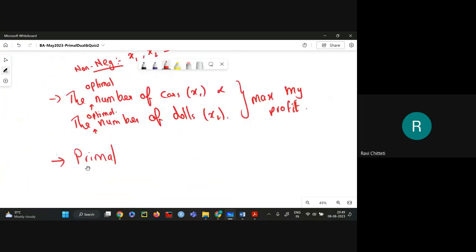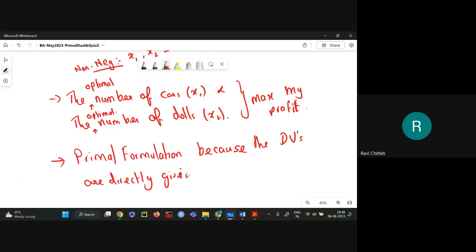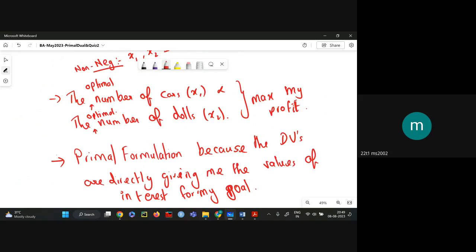Would you mind repeating the last statement once again? Why would you call it the primal? This is called the primal formulation because the decision variables are directly giving me the values of interest for my goal. If I solve, I'm directly getting the number of cars and dolls that I should produce, and that is going to be the maximum profit. I'm calling this the primal formulation. You will understand the difference once I do the dual. So this is the primal version of it.